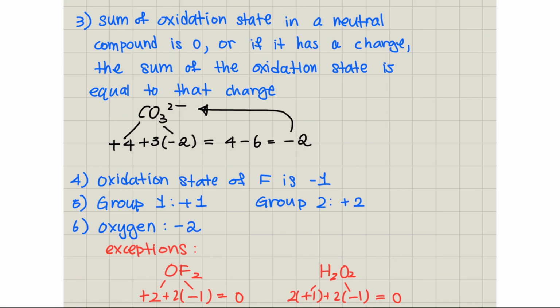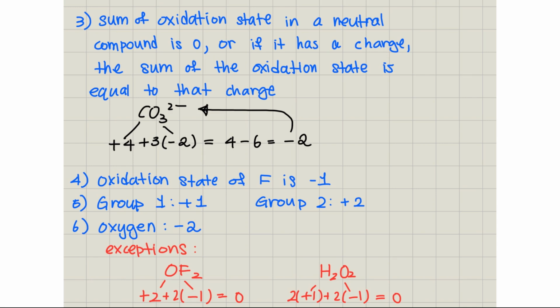Rule number 4 is that the oxidation state of fluorine is always -1. This is because fluorine has the highest electronegativity out of all the elements in the periodic table, and so this won't change for any of the compounds or ions you see. Rule number 5 is that group 1 metals such as sodium have an oxidation state of +1, and group 2 metals such as magnesium have an oxidation state of +2.